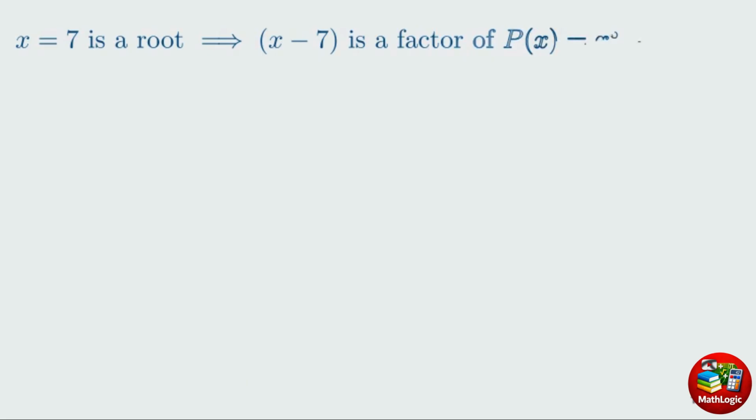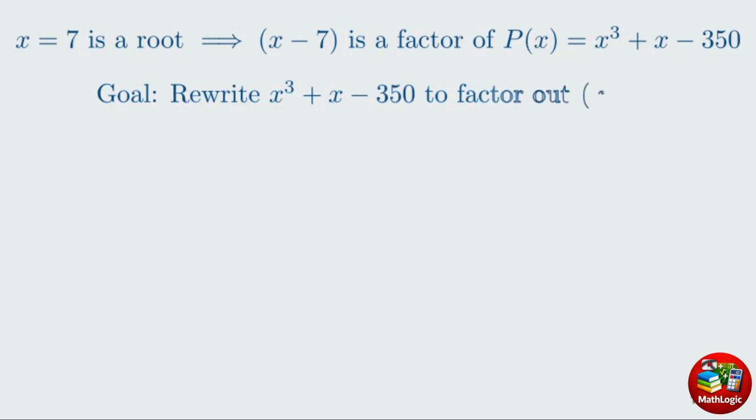To find any remaining solutions, we can factor our polynomial using the root we just found. If x equals 7 is a root, then x minus 7 must be a factor of our polynomial. We can use polynomial long division or synthetic division to divide our polynomial by x minus 7. Let's use the substitution method instead, which can be more intuitive for a problem like this. Our goal is to rewrite the expression x cubed plus x minus 350 so that x minus 7 is clearly a factor. We can do this by cleverly adding and subtracting terms.